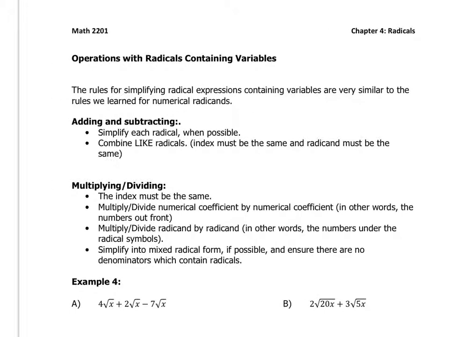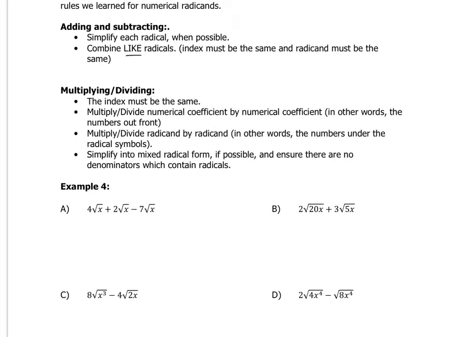And when you're multiplying and dividing, you have to have the same radical sign, so the index has to be the same, and you can multiply the numbers or expressions out front of the radical signs by each other, and the numbers underneath the radical signs by each other, provided that the radical sign is the same. And then you should always check your final answers to see if any further simplifying can be done. So let's try a few examples.